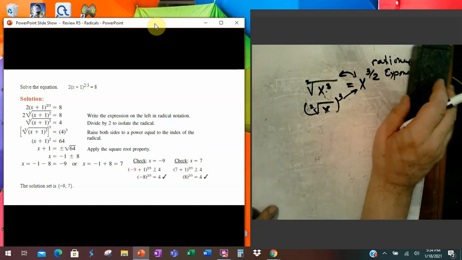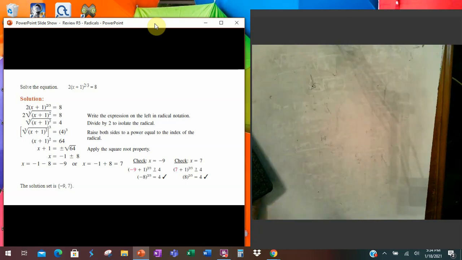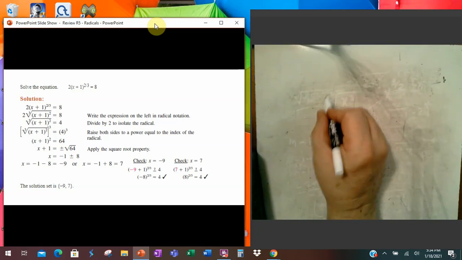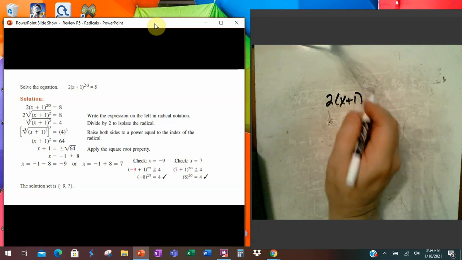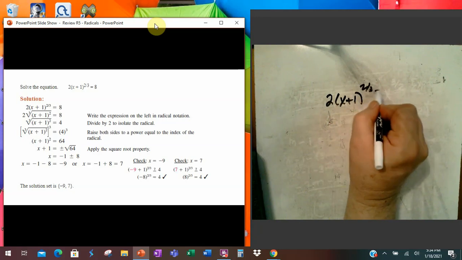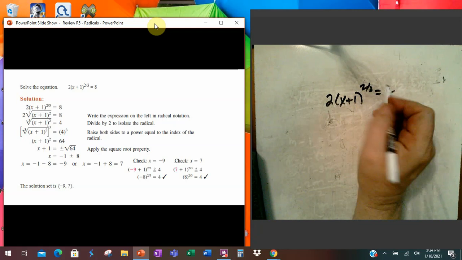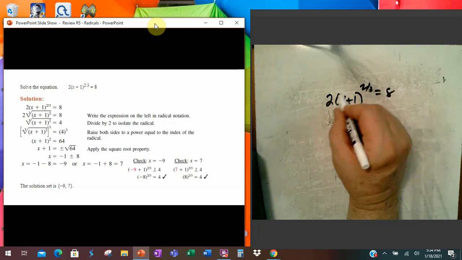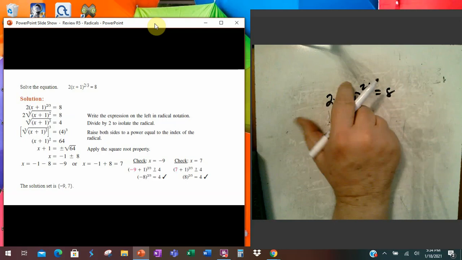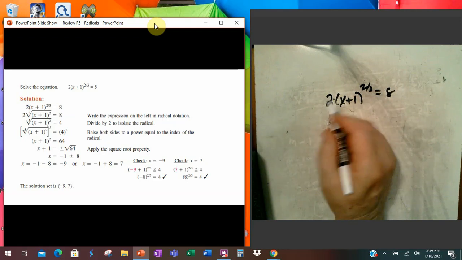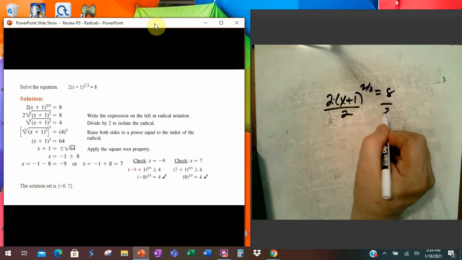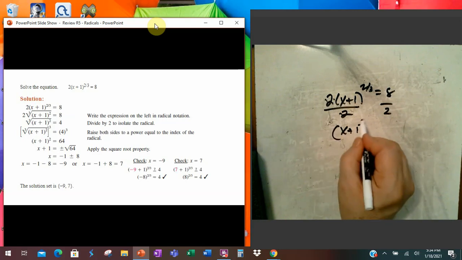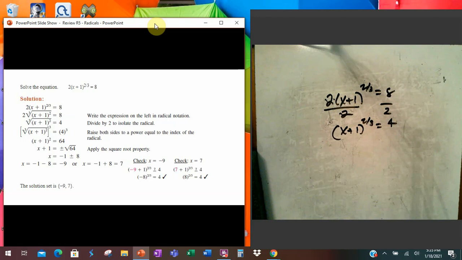Okay. So if I come across a rational exponent, let's take a look at this. 2 times (x plus 1) to the 2/3 is equal to 8. Now I can simplify a little bit just by dividing by 2, because this exponent only goes with this. It does not go with everything, or everything would be in the parentheses. So I'm going to divide out both sides like that. Okay. (x plus 1) to the 2/3 is equal to 4.